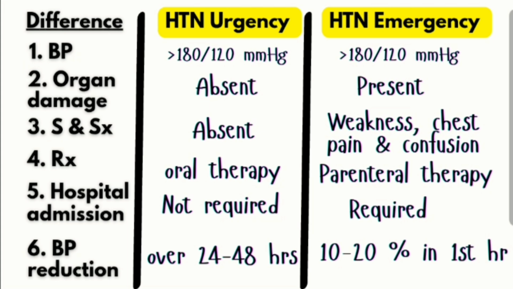While in hypertensive urgency, no hospital admission is required. Patient can be managed on outpatient basis with oral antihypertensive therapy. Blood pressure reduction is done over hours or days, usually within 24 to 48 hours, and gradual BP lowering is done with oral antihypertensive agents.